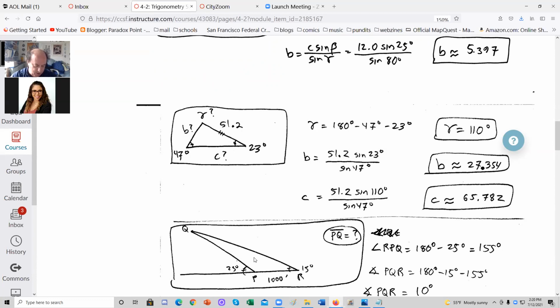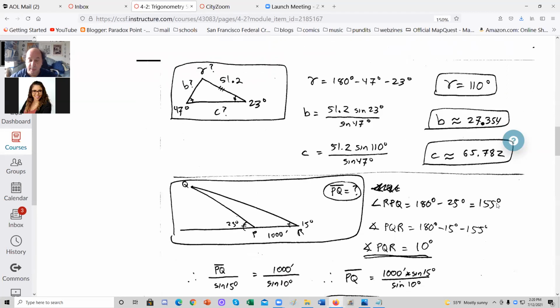Sine 47, 27.354. Okay, fine, roughly, to 4 decimals. And similarly, C will be A over sine alpha, 51.2 over sine 47 here, times sine of gamma, which is 110 degrees. That comes out to 65.782.